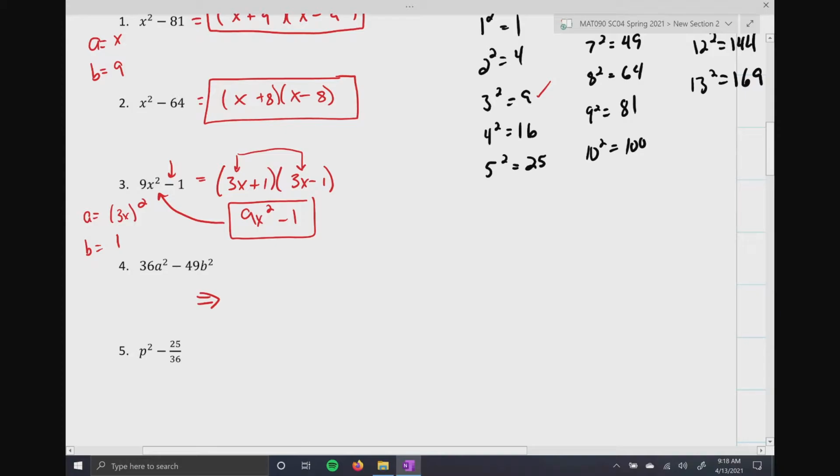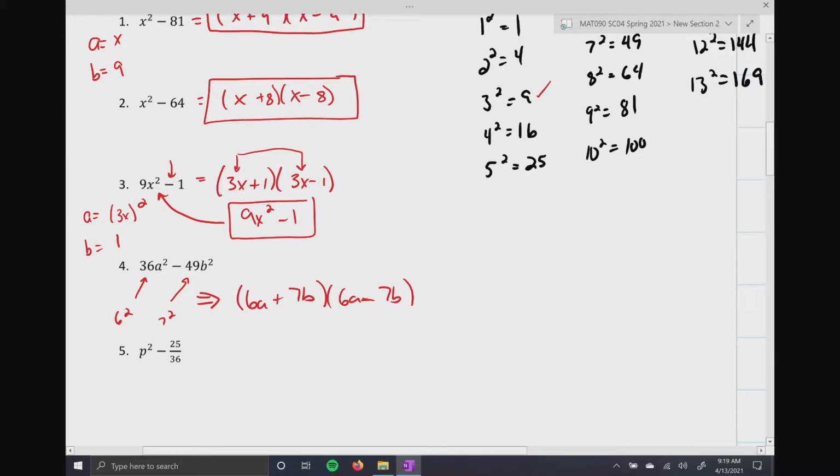All right, what's number 4? Who got an answer? 6a plus 7b times 6a minus 7b. Perfect. Excellent job. Because when you think about it, 36 is 6 squared, and 49 is 7 squared. So it's going to be 6a plus 7b and 6a minus 7b. Good. What about number 5?